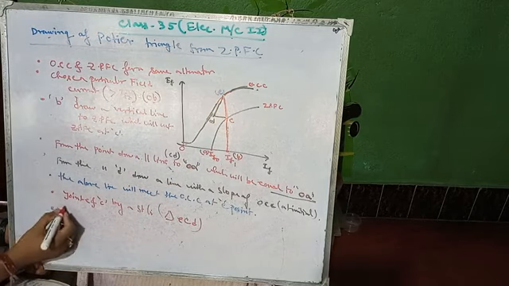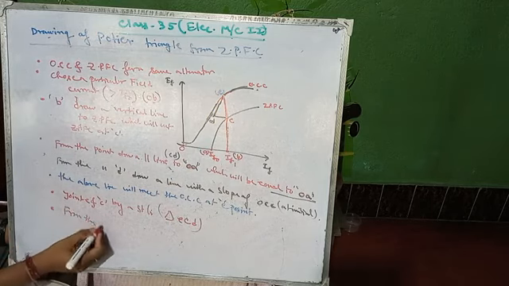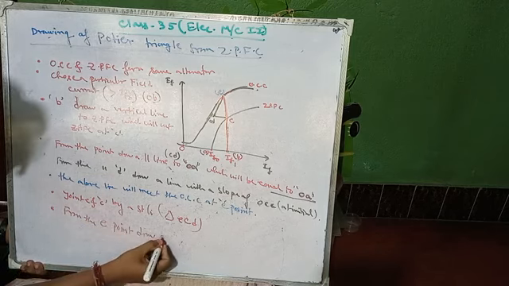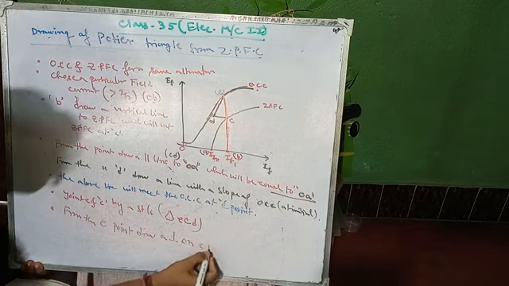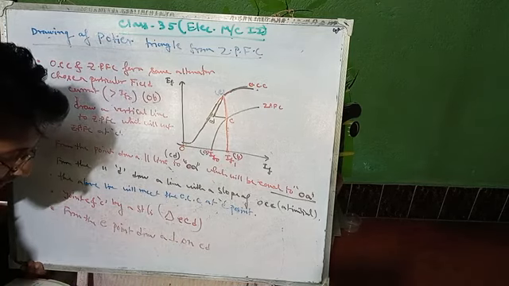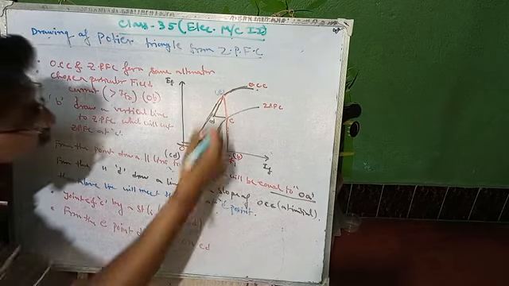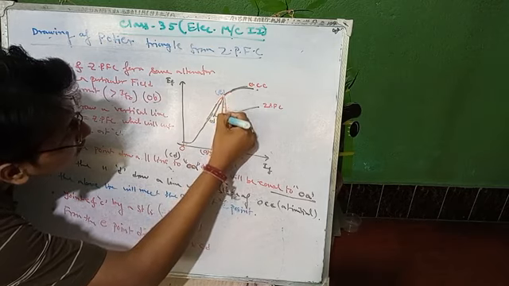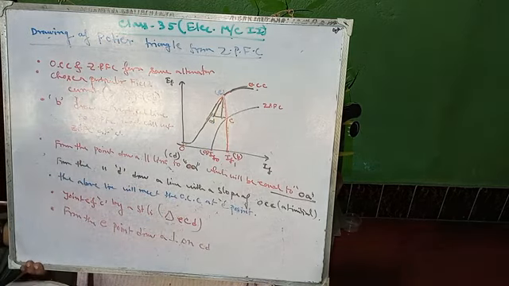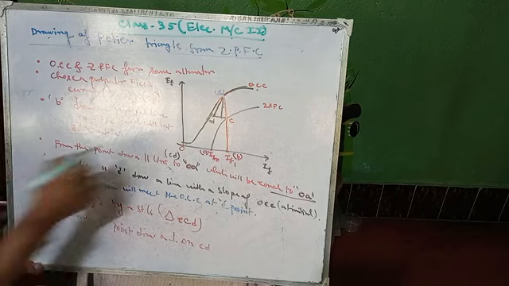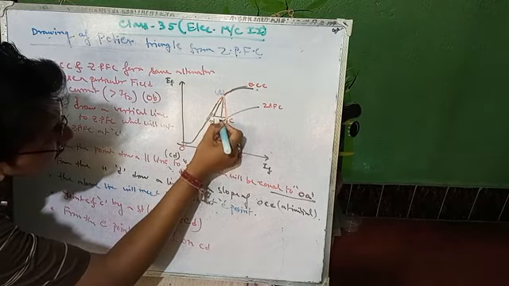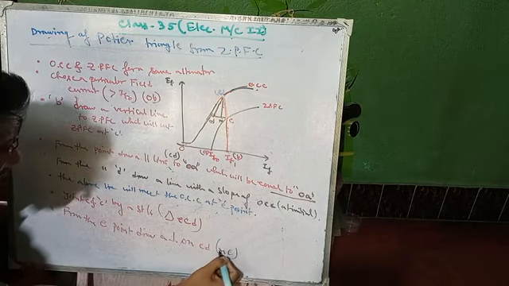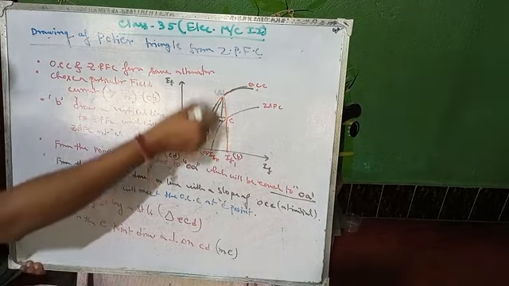And last point, from the E point draw a perpendicular on CD. Okay, you have to draw a perpendicular from the E point on the CD, which will meet a point M. So the perpendicular on the CD, within bracket write ME. So the perpendicular is named ME.